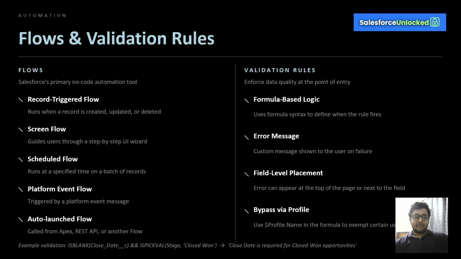Next up is the schedule flows, which run on a time-based schedule against a batch of records. Schedule flow is useful for sending a weekly summary email or updating records which haven't been touched in many days, let's say 30 days. So whatever we need to do on a time-based schedule, schedule flow can be used.